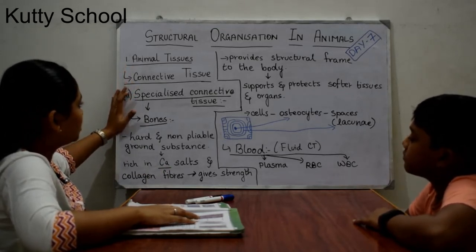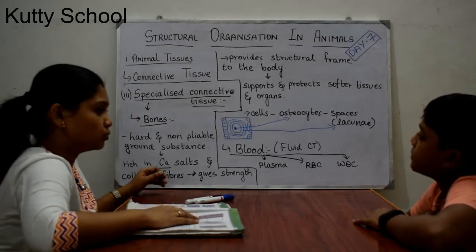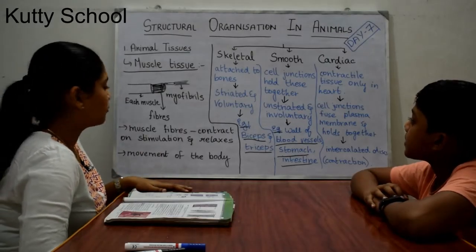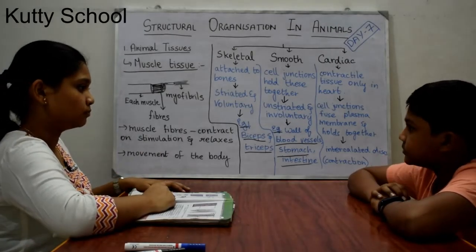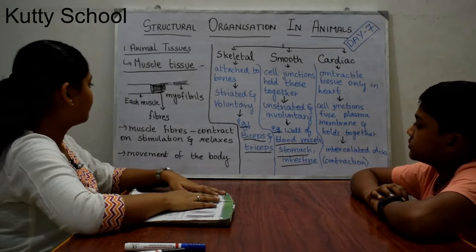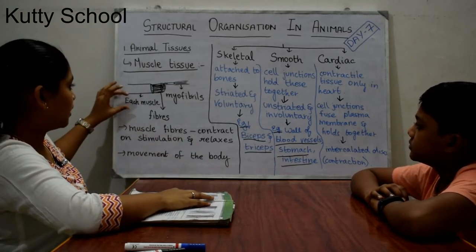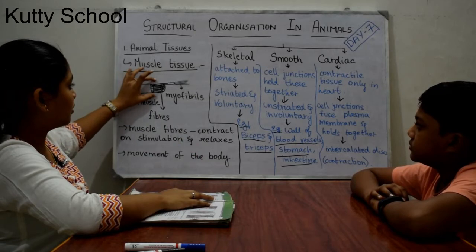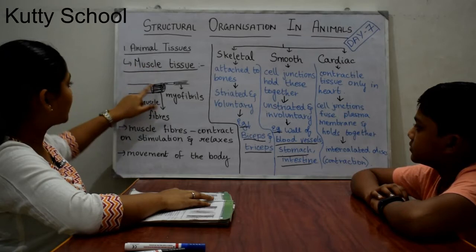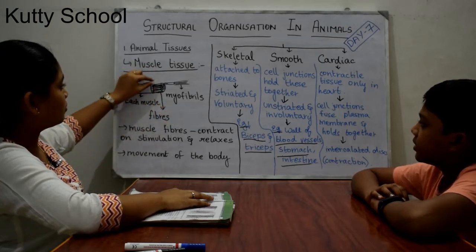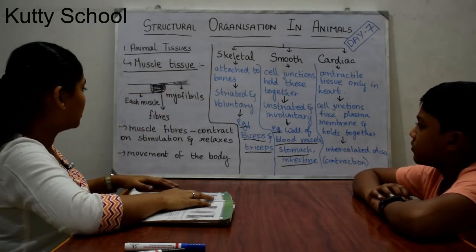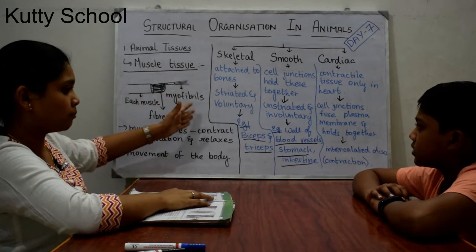So next we are going to see muscle tissue. After connective tissue, now we are going to see muscle tissue. Generally these muscles which are present in our body, each muscle has a number of fibers, parallelly arranged. And each fiber has a number of myofibrils. So here this is muscle, fiber and myofibrils.